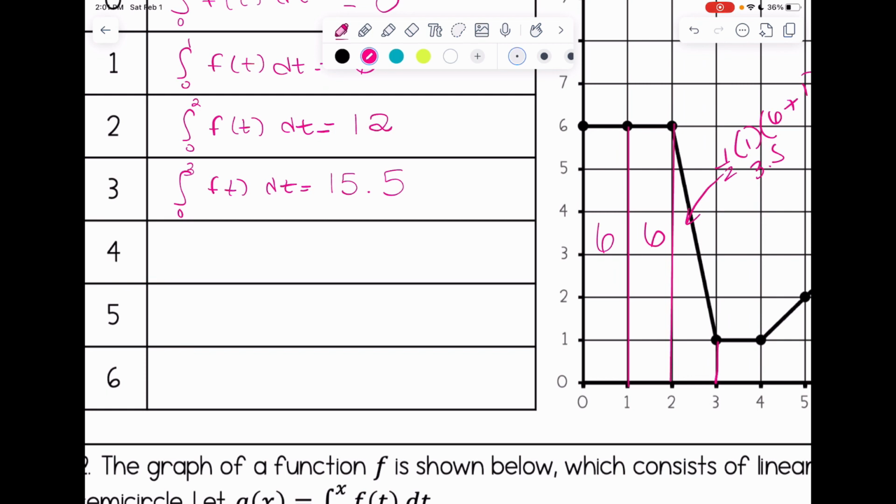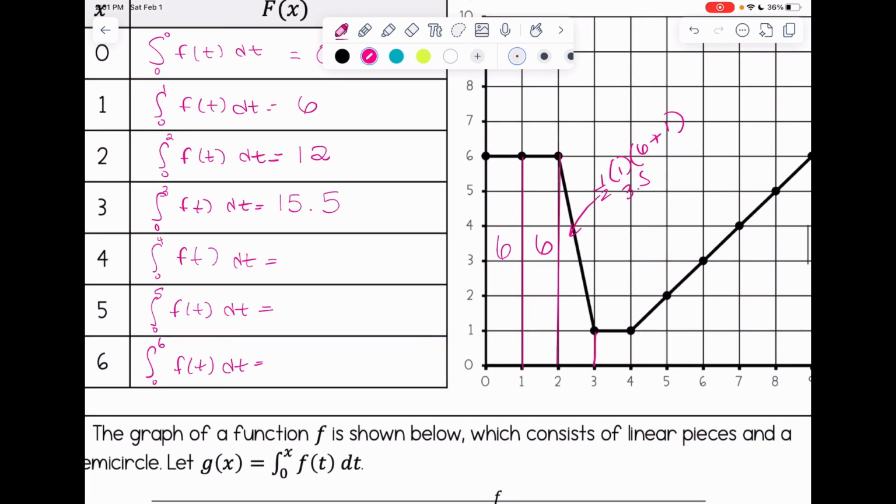All right, now let's repeat this process, and I'm going to fill this in here. Feel free to pause the video if you need more time to fill in your areas. I'm just going to set these up first. All right, from 0 to 4, we're taking that previous area of 15.5, and you can see we're adding 1 to it, so that's going to give me 16.5.